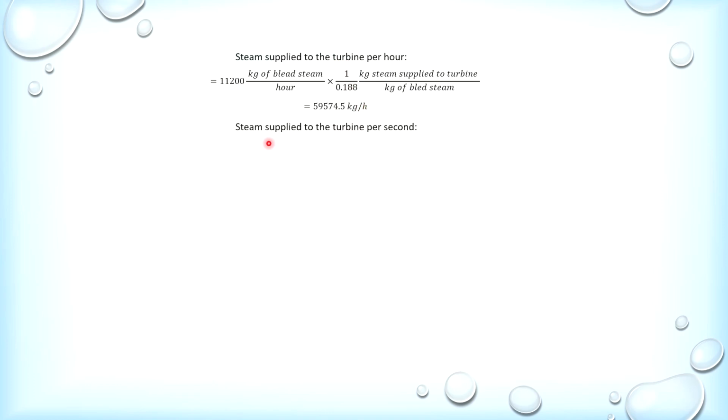Okay, so steam supplied to the turbine per second. What you need to do is divide it by 3600. Okay, so you have 16.55 kilograms per second. Then the power developed by the turbine, usually we take the mass flow multiplied by the work output. So power developed would be 924.8 kilojoules per kg multiplied by this 16.55 kg per second. So you will have kilojoules per second, which is kilowatts. So this would be our answer. That would be the power developed by the turbine. So that is 15,305 kilowatts.